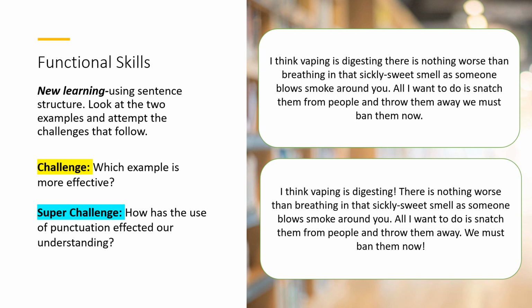Now if you think about the second one, for example, it should hopefully sound more effective. So it says then, I think vaping is disgusting. There is nothing worse than breathing in that sickly sweet smell as someone blows smoke around you. All I want to do is snatch them from people and throw them away. We must ban them now. So try and think about how the slight change of the punctuation, the varying of the sentence structure, ultimately changes our understanding, the emotions felt by the writer or the reader in this case, and what they're trying to communicate to their audience.